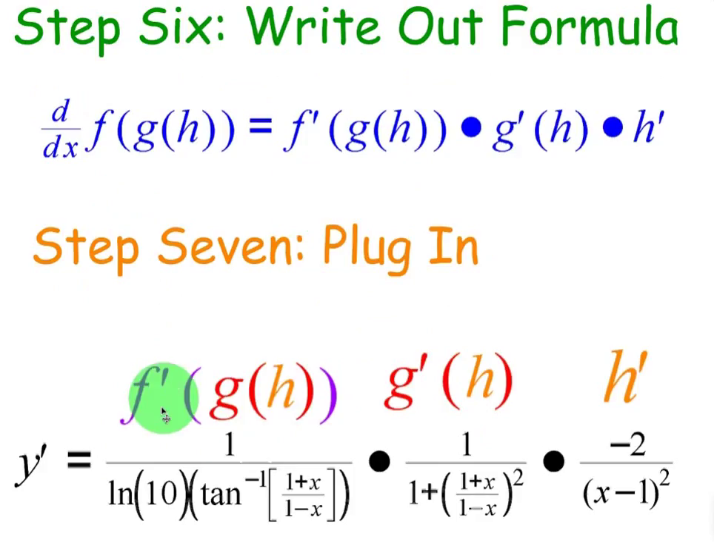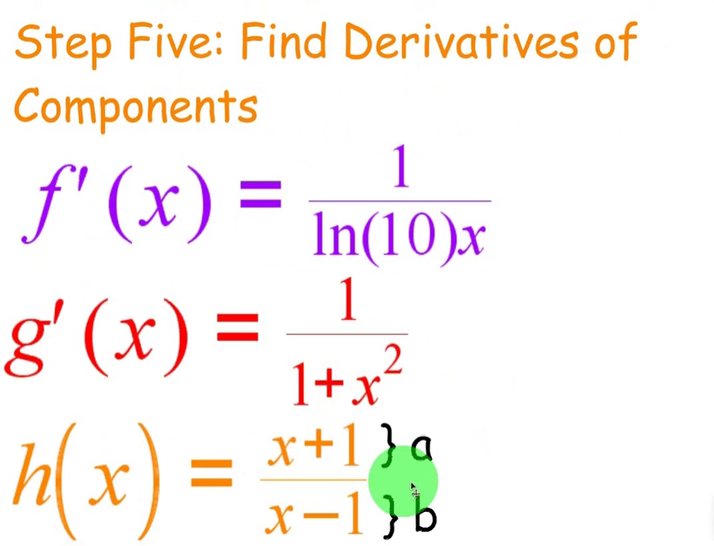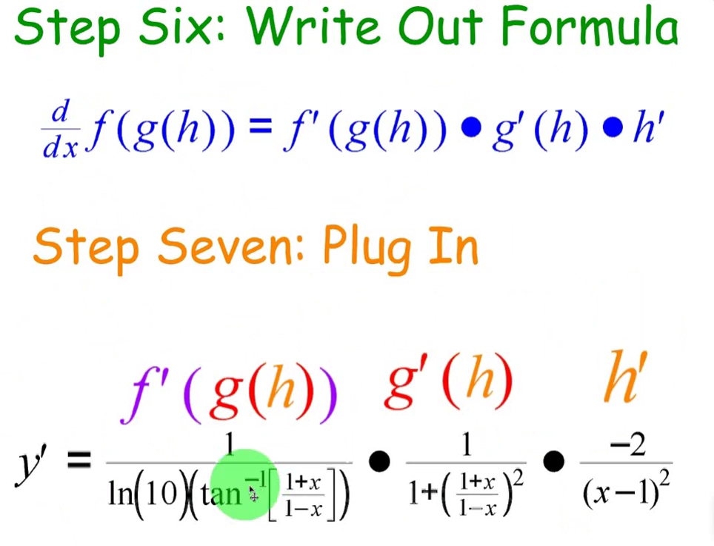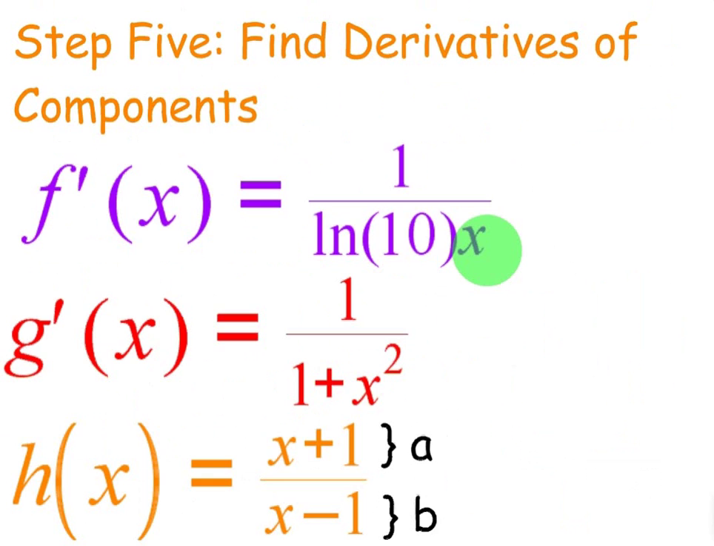Okay, so our f prime, remember, was 1 over ln of 10 times x. Well, instead of x, we're plugging in g of h. So namely, we'll be plugging in tan inverse of (x plus 1) over (x minus 1), times g prime of h. Now remember, we figured out g prime to be 1 over 1 plus x squared. So wherever there's an x right here, I'm going to replace it with h, which is (x plus 1) over (x minus 1).